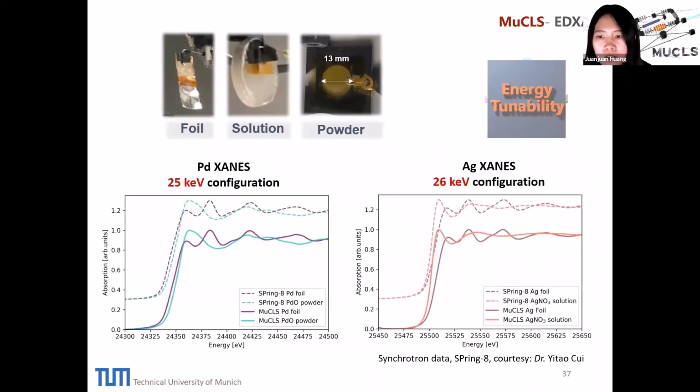Yeah, and these are some spectra of palladium and silver foils compared with synchrotron data. The dashed lines here were measured at the synchrotron SPring-8, and the solid lines here are the ones from MuCLS. Here we also have a inhomogeneous sample, for example, this palladium oxide, where we also did the concentration correction that I showed you before, and also other homogeneous samples like the silver palladium foil and silver nitrate solution.